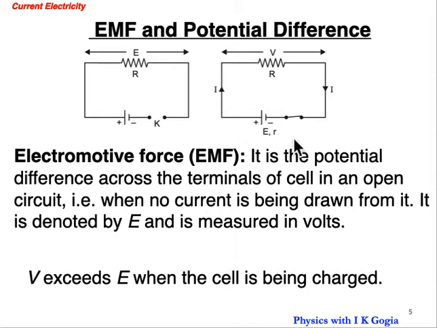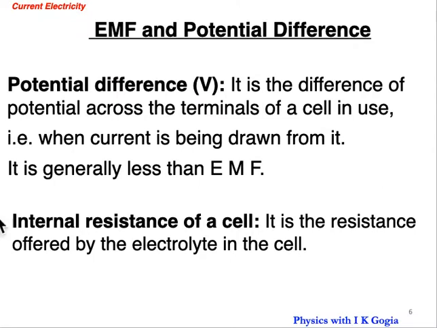In the second diagram, the cell is in use, meaning current is being passed through it. Have a look at the complete circuit. Current starts from here and goes to the negative terminal. Through the cell, it goes from negative to the positive. That is what completes the cycle. Positive to negative in the external circuit and negative to positive through the cell. So the cell has to drive current through external resistance as well as the resistance offered by the electrolyte. That's important.